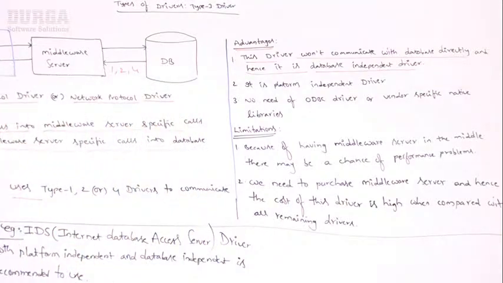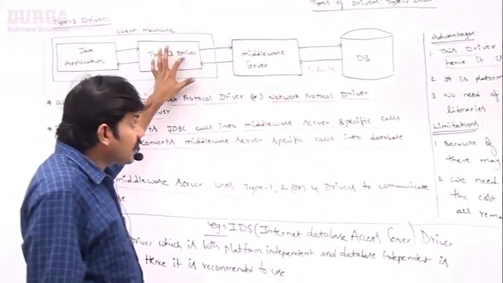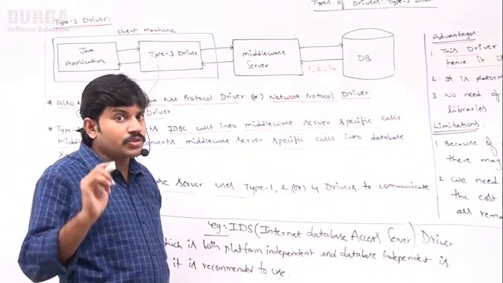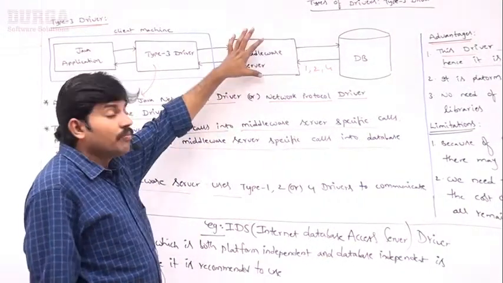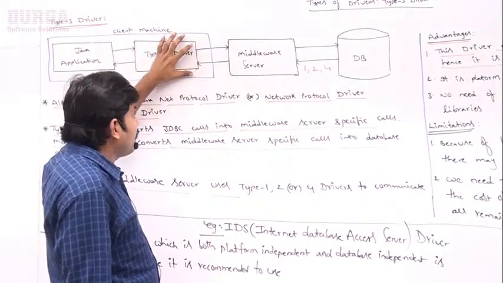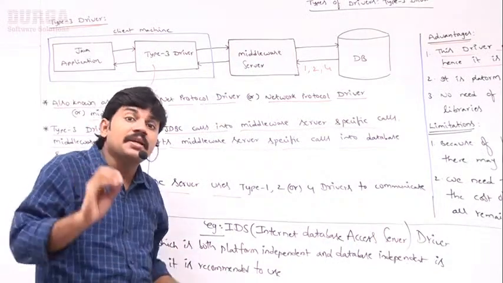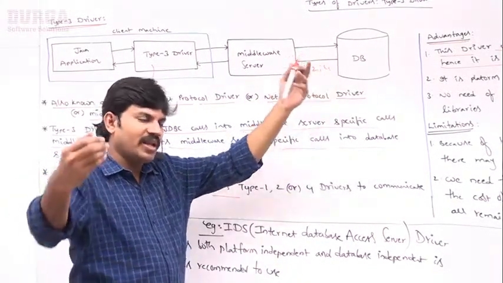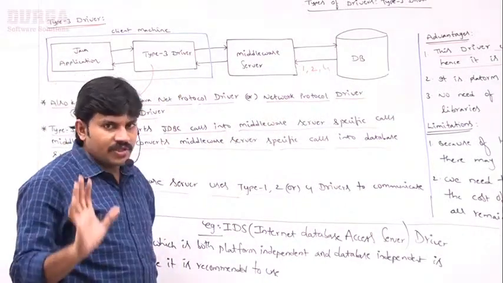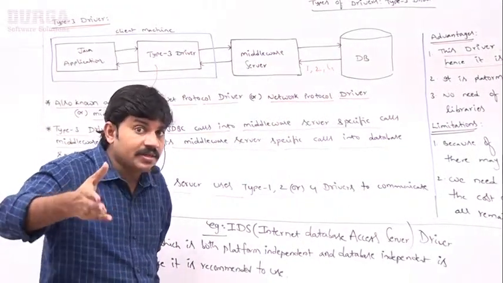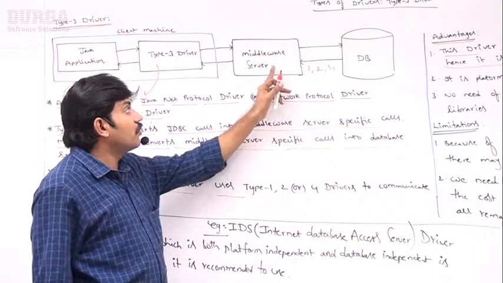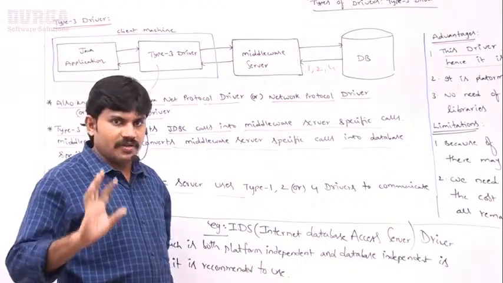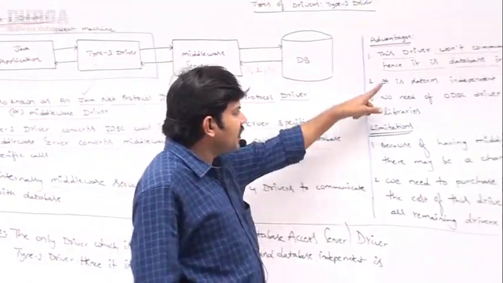Have you observed the diagram? The type 3 driver never communicates with the database directly. Who takes care of the total communication? The middleware server. That's why the type 3 driver is the database independent driver. Whether you are using Oracle, MySQL, or Sybase, this driver is always fixed. The database dependent terminology is taken care of by the middleware server. Clear, right?